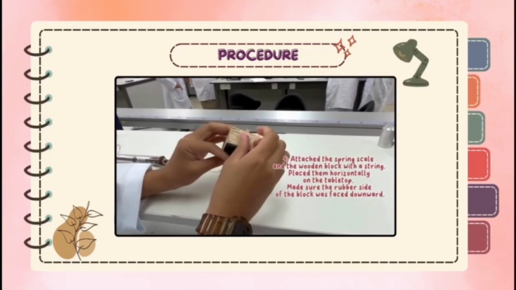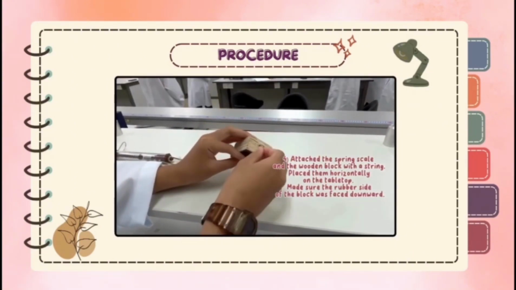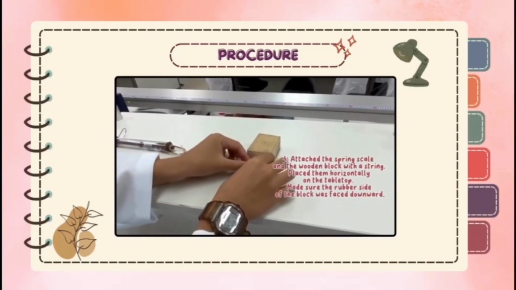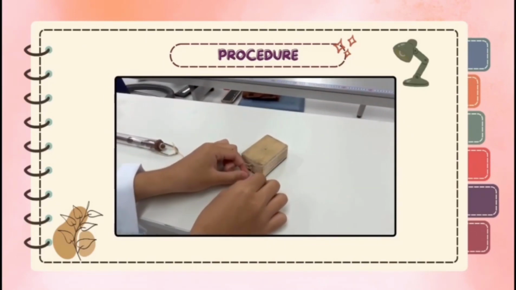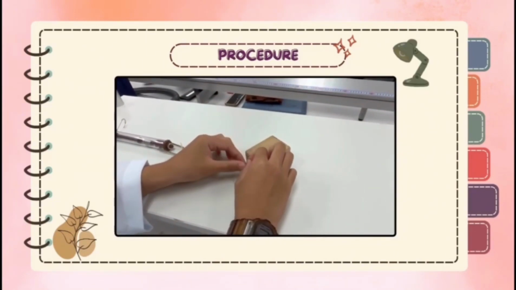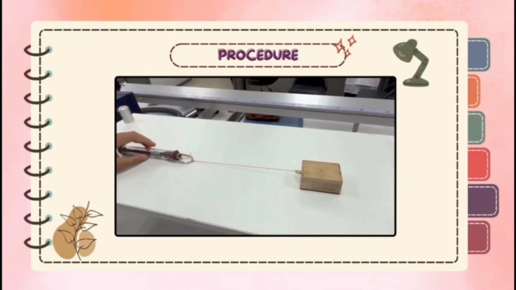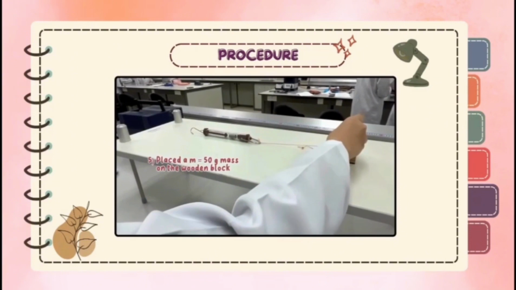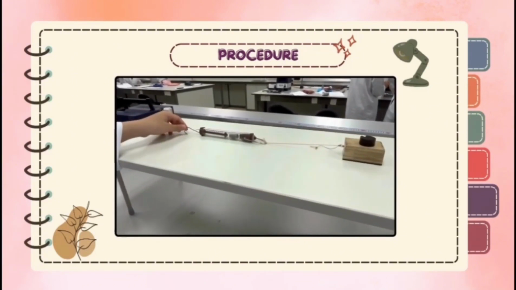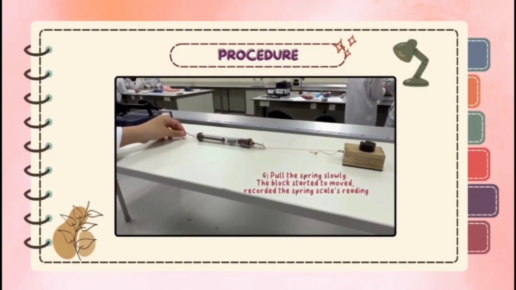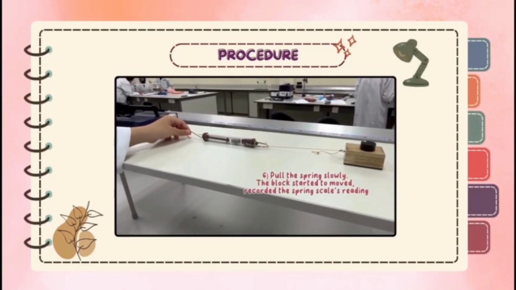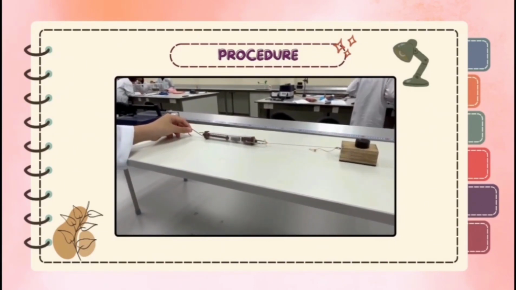Next, you have to attach the spring scale and the wooden block with a string. Place them horizontally on the tabletop. You have to make sure the rubber side of the block is faced downward. Then, place a 50 gram mass on the wooden block. Next, pull the spring slowly. When the block starts to move, record the spring scale's reading.